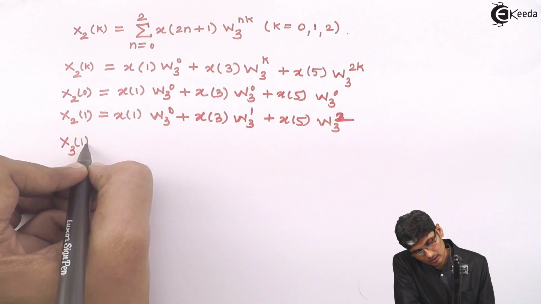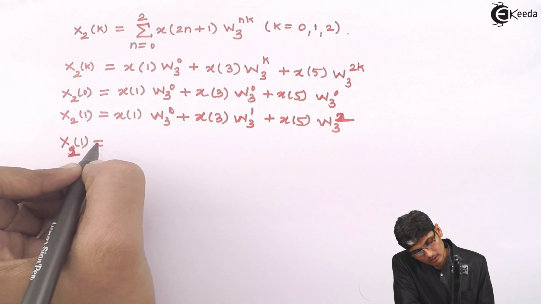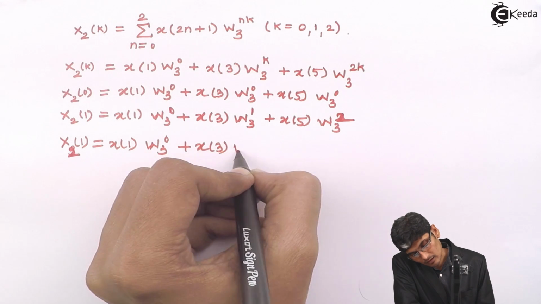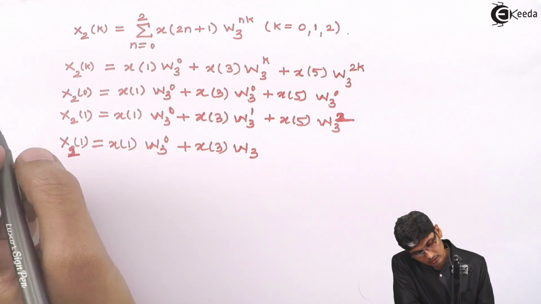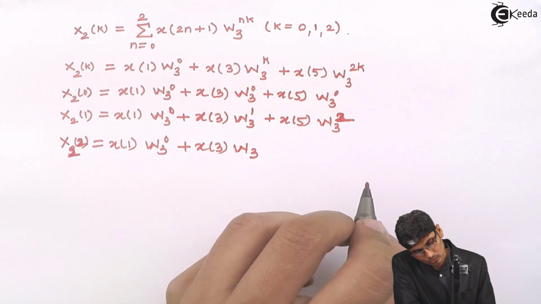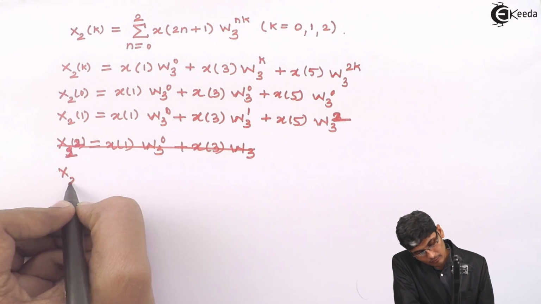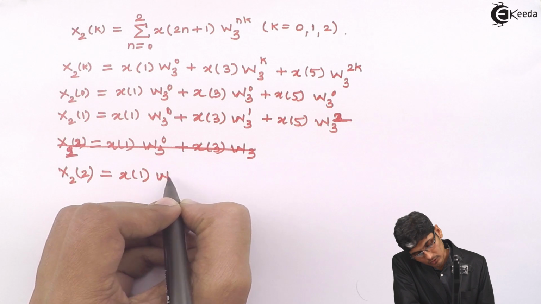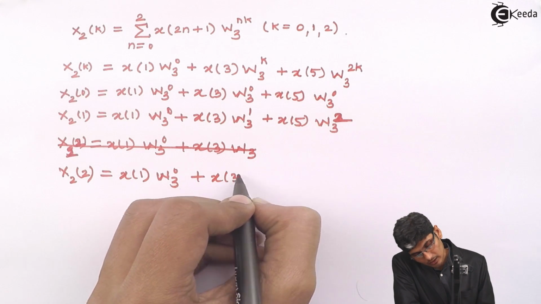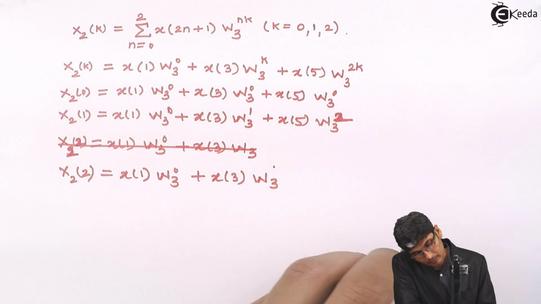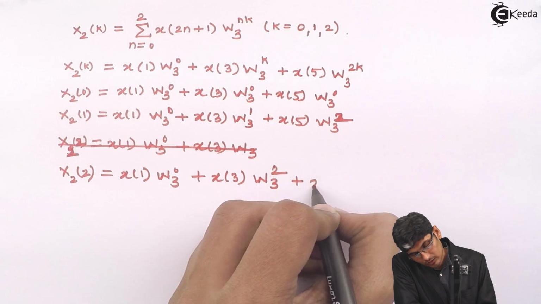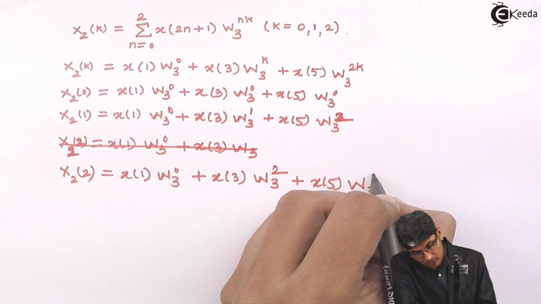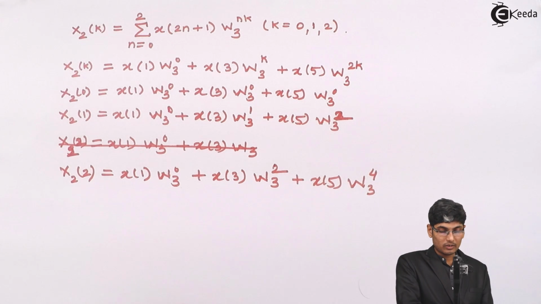Then lastly, x2 of 2, which is equal to x of 1, w3 raised to 0, plus x of 3, w3 raised to 2, plus x of 5, w3 raised to 2 into 2, which becomes 4. I'm extremely sorry, this is x2 of 2, let me write it again. So these are the new 3 sets.